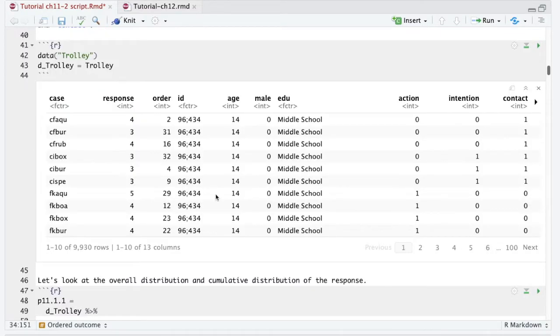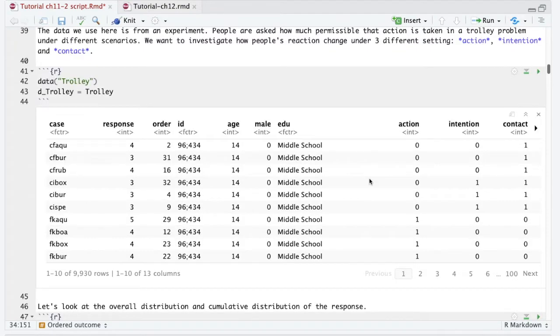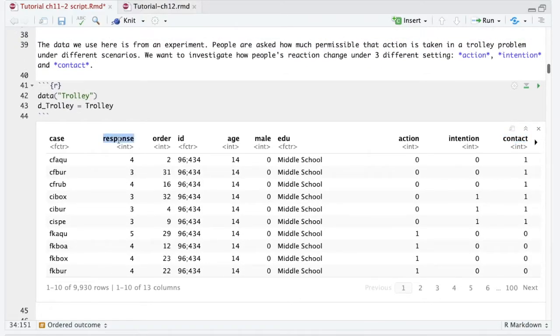What we use here is from an experiment. People with different education levels are asked how permissible an action is in a trolley problem under different scenarios. The researchers of this experiment designed different scenarios to test three factors: action, intention, and contact. Which of these factors has a more powerful impact on people's response to this trolley problem?